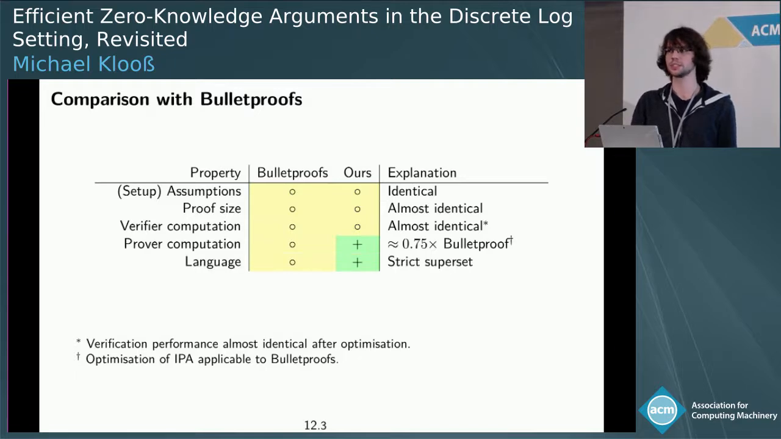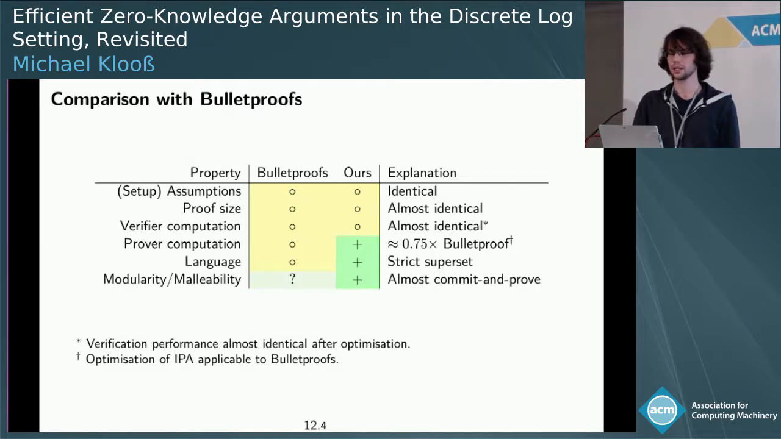Our language is a strict superset, so we can prove quadratic equations, in particular our 1CS equations. And our construction is somewhat modular and malleable. And it's almost commitment proof, and as you saw, it's very easy to plug in this range proof there. And at least I had trouble with getting this modularity from bulletproofs, but from what I've seen, other people do not have this trouble, so I won't claim that bulletproofs are not very modular and malleable.